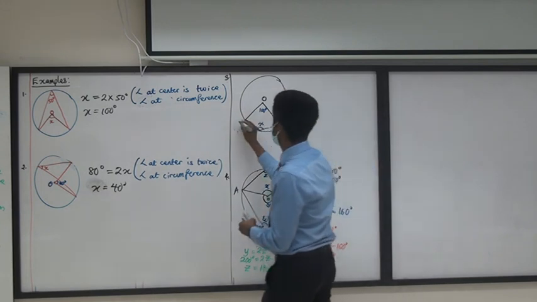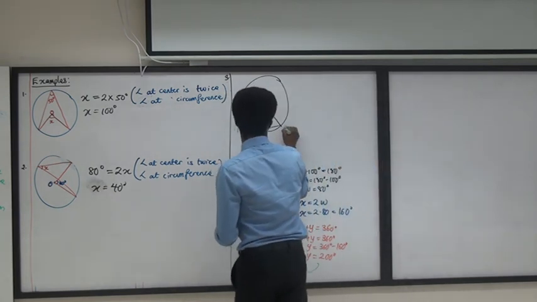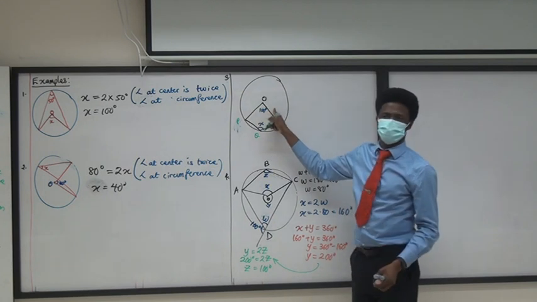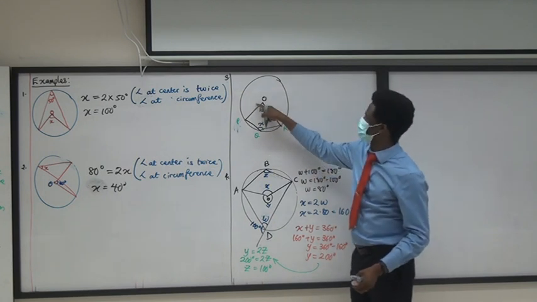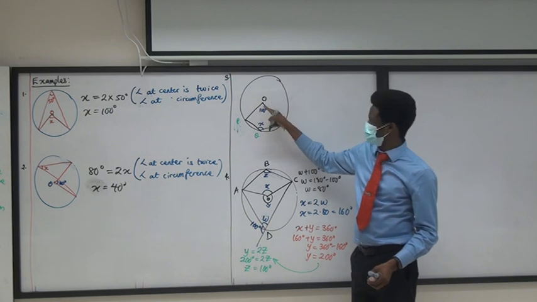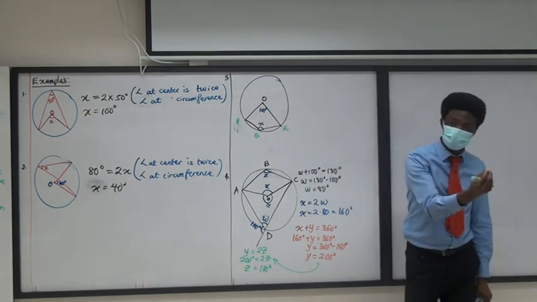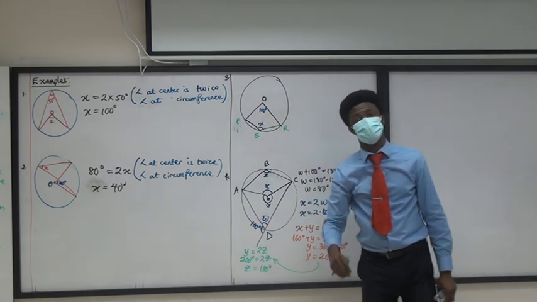If this was PQR, this is obtuse POR. This is reflex POR. This is obtuse POR, because both of them are POR. So you use the word obtuse and reflex to differentiate between the two.